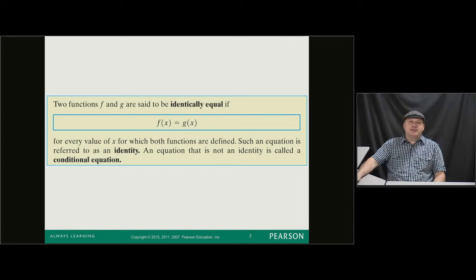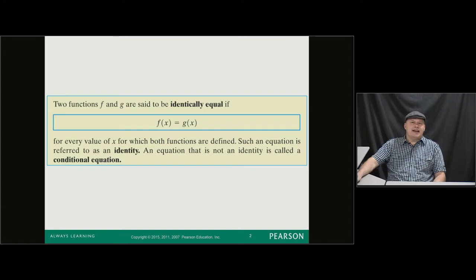Well, two functions f and g are said to be identically equal if f of x equals g of x for every value of x for which both functions are defined. So one of them may not be defined at certain values of x, but the other one might be. But as long as they are both defined, they will have the same value. That is what it takes to be an identity. Such an equation is referred to as an identity.